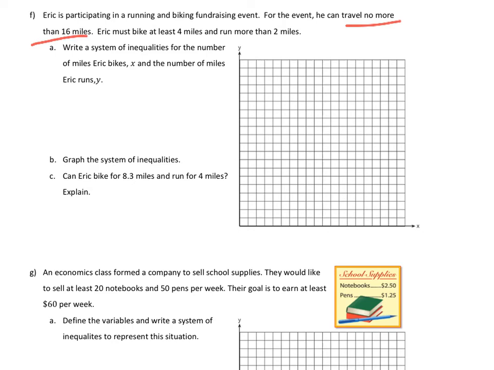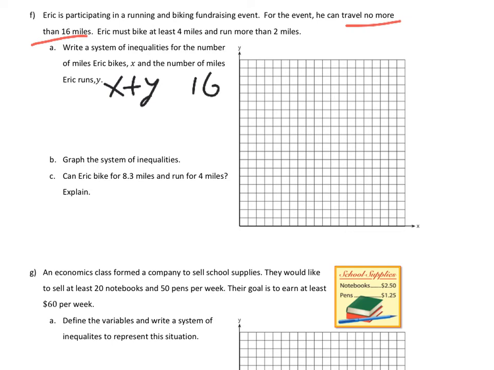All right, I'm going to start with what I think is the easiest inequality. Again, it's my personal preference, and hopefully as you get through these, you're going to have preferences of where you want to start, and hopefully you'll get more comfortable. For the event, he can travel no more than 16 miles. Well, I know he has to do both. x is biking and y is running, so he has to do both, so that means he's going to be biking and running, and no more than 16 miles.